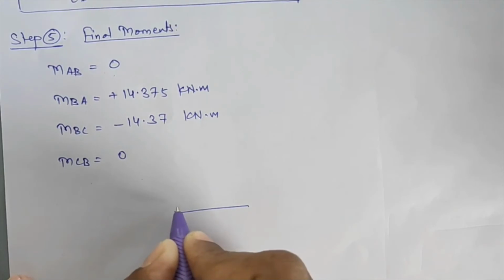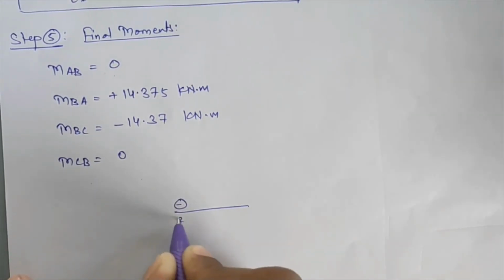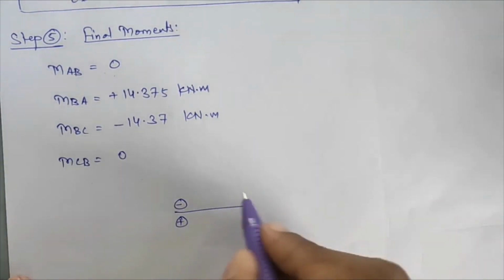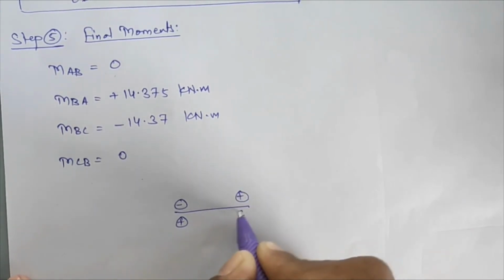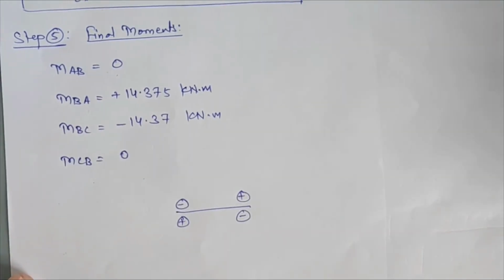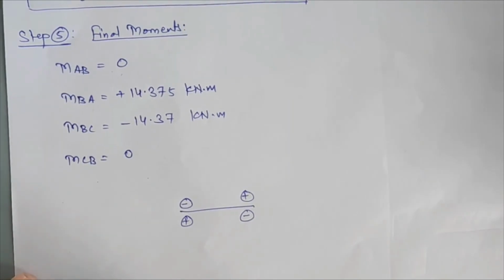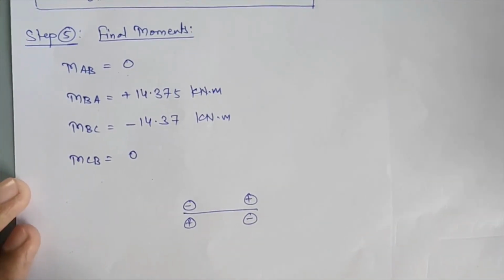So if your moment comes negative, plot it on the upward side. If your moment comes positive, plot it on the downward side, and reverse this sign convention for your next joint over there. Okay, so we'll see how your BMD varies over here.